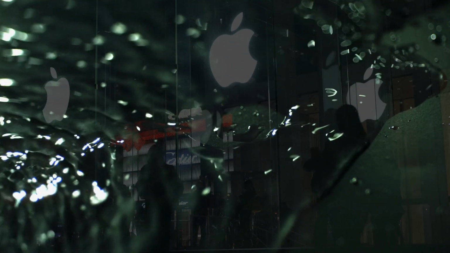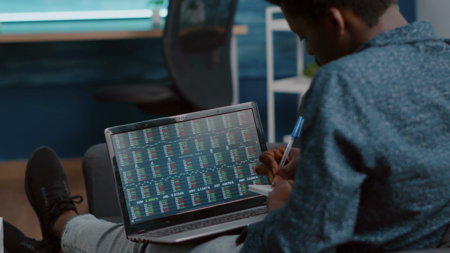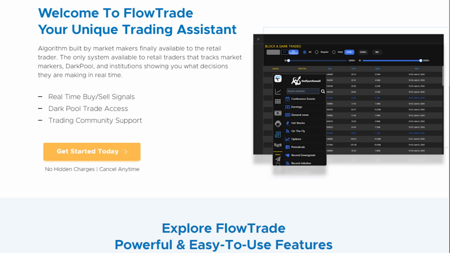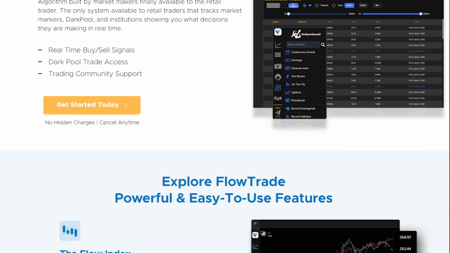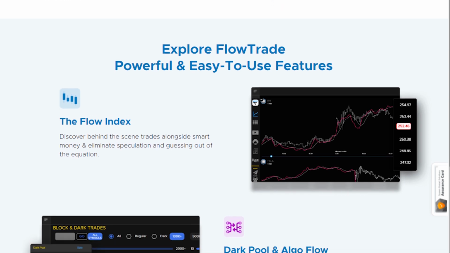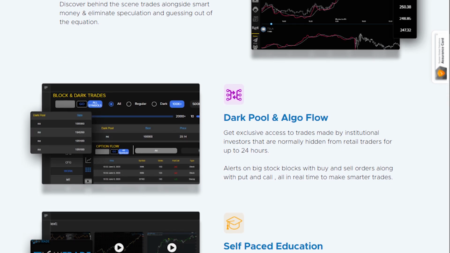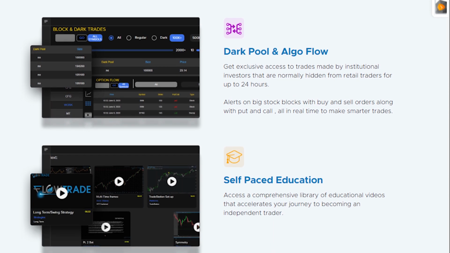So why not watch exactly where they're buying and selling in real time to know where the price is heading with FlowTrade's proprietary tool, the Flow Index, that tracks dark pool, market makers, and any other trading programs controlling the markets. This is price action in the market, and this is FlowTrade's proprietary Flow Index.